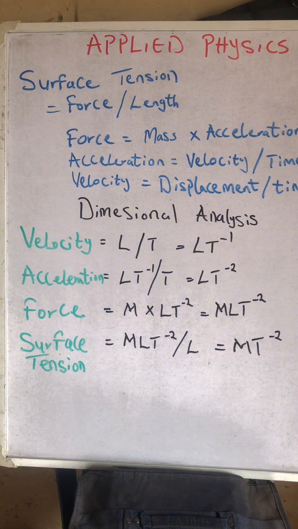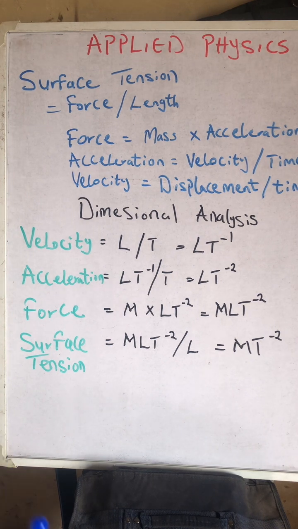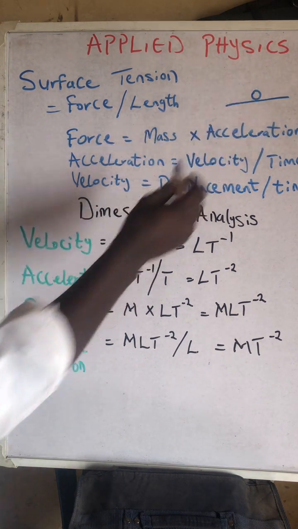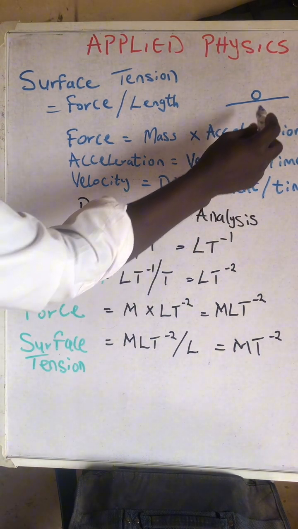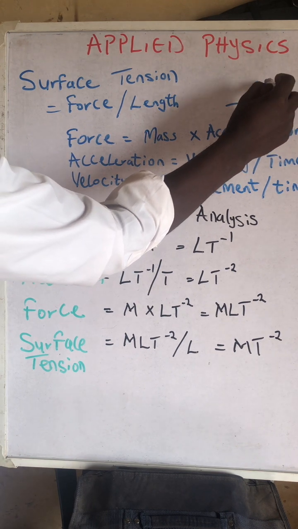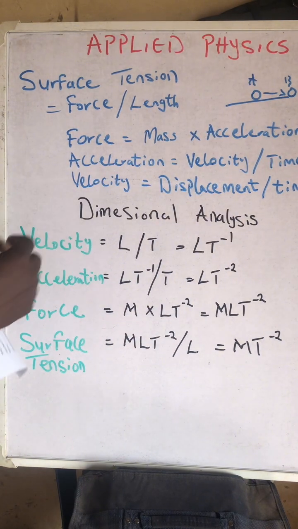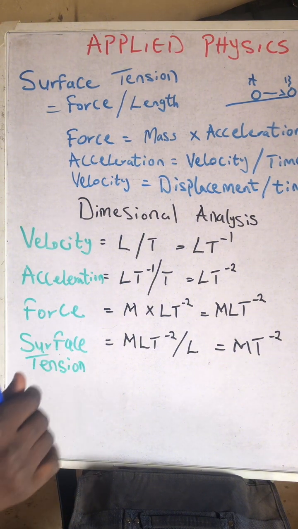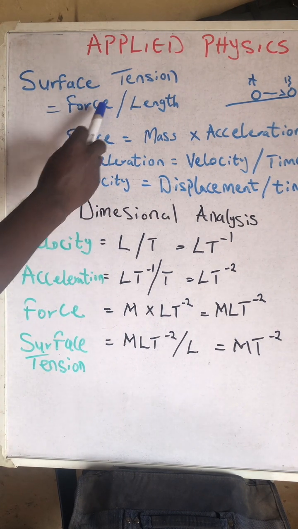Now force, we know force to be anything that can initiate change. Let's say this object is at rest, anything that is going to initiate change, that will cause this object to move from point A to point B. Anything that will cause change, or that will resist constant motion, is force. So surface tension is measured as force over length.